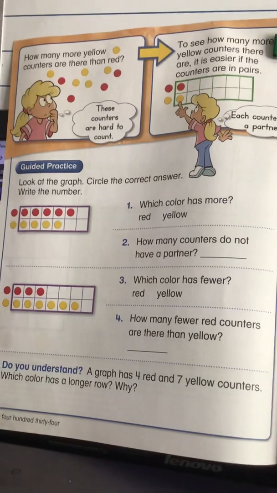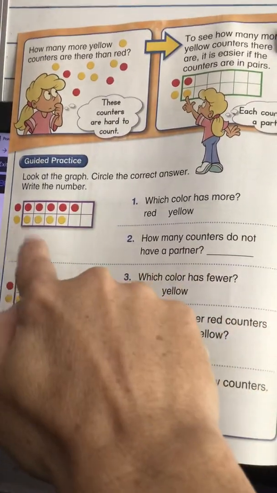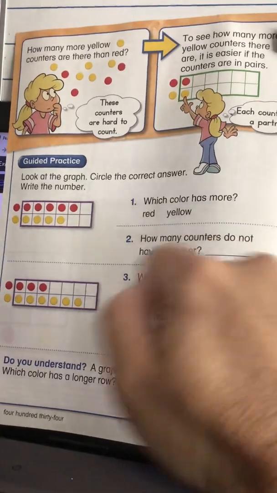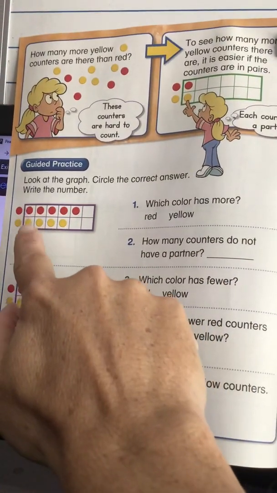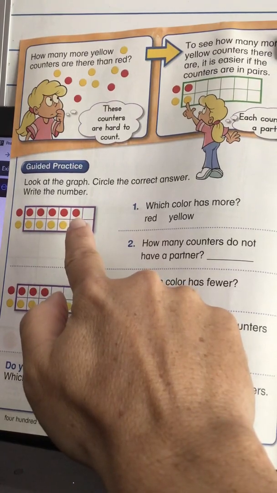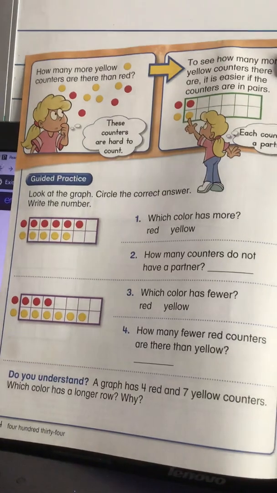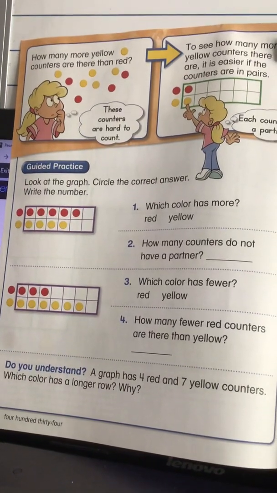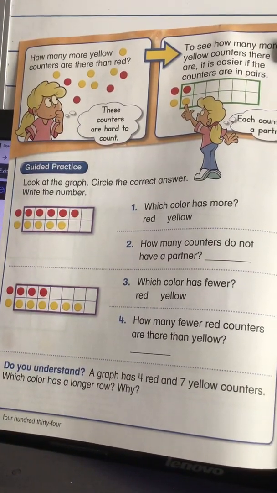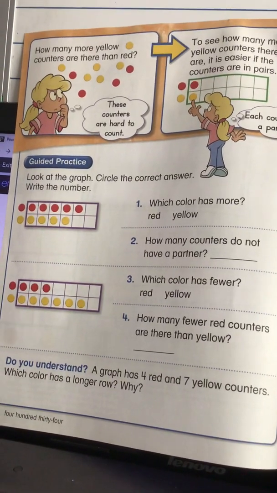Number 2, how many counters do not have a partner? So think about it, do not have a partner. Partner, partner, partner, partner. He doesn't have a partner. So 1 does not have a partner. Write a 1 on the line. Go down below to number 3.